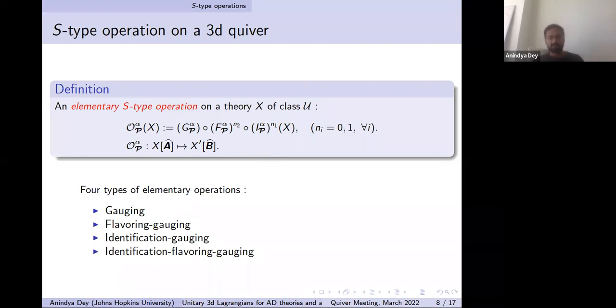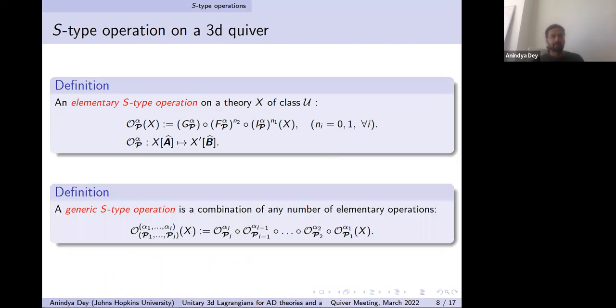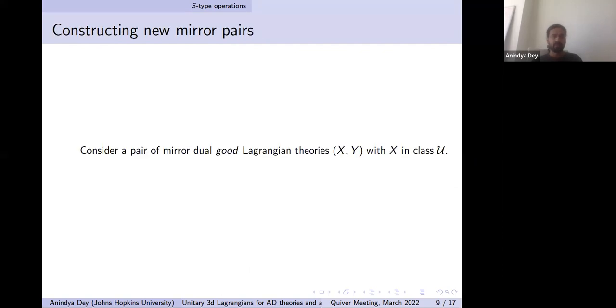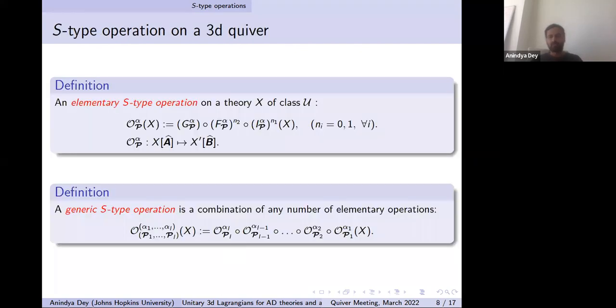So, which I'll explain now in a second. All right. So now a generic S-type operation is a combination of such elementary operations. And each operation is again labeled by alpha at the particular flavor node at which the operation happens, and this permutation matrix P. Okay, so this is the entire data of a generic S-type operation. Okay, so is the definition clear? And then I'll proceed.